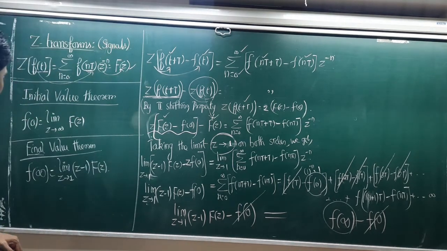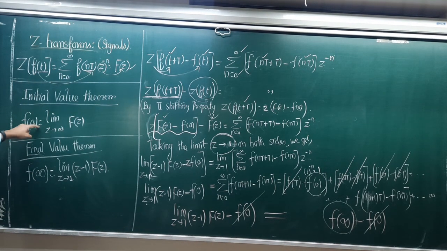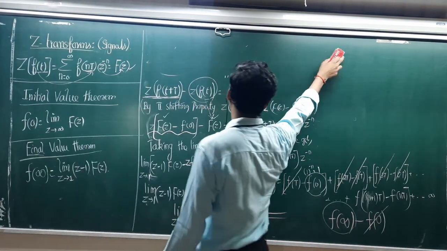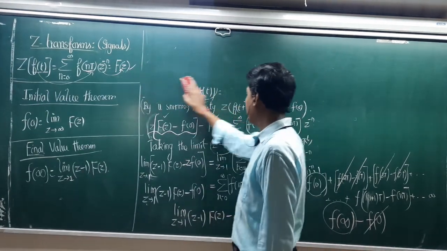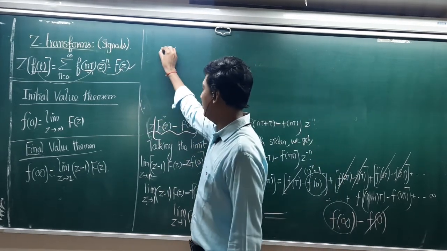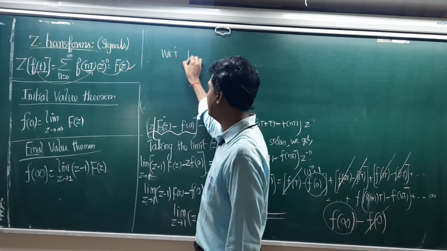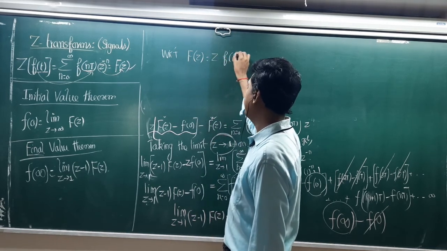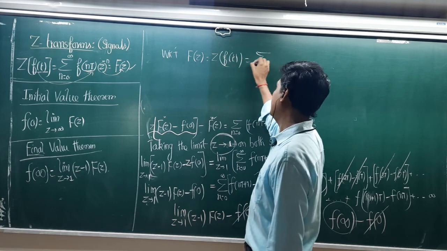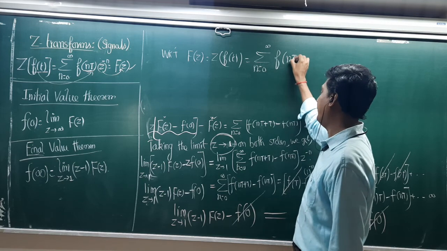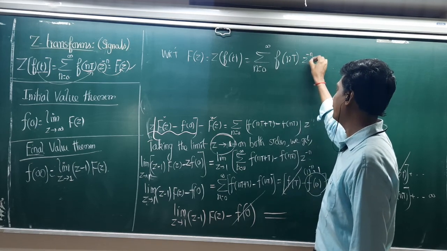Now what about the initial value theorem? f of 0 is limit z tends to infinity of f of z. Now I am going to prove the initial value theorem. Let us see that the initial value theorem is very simple. Let us see the proof of the initial value theorem. As we know, f of z is the z transform of f of t, or by the definition, sigma n equal to 0 to infinity of f of nT z power minus n.